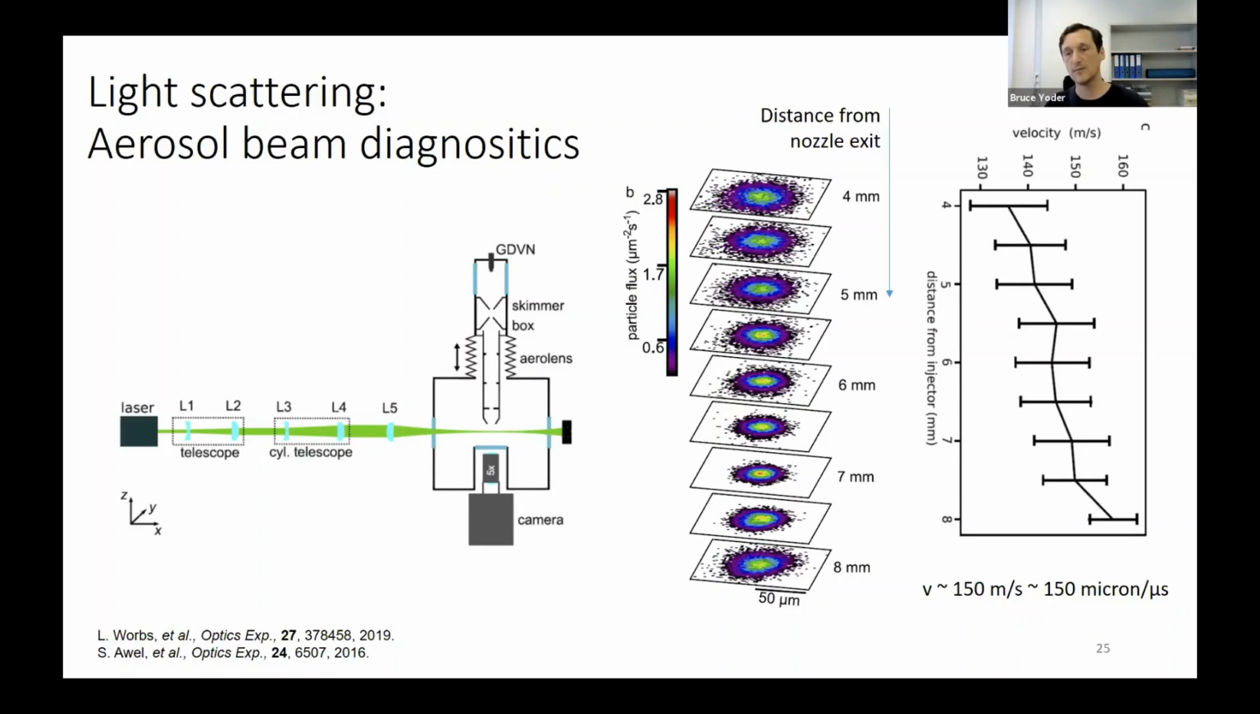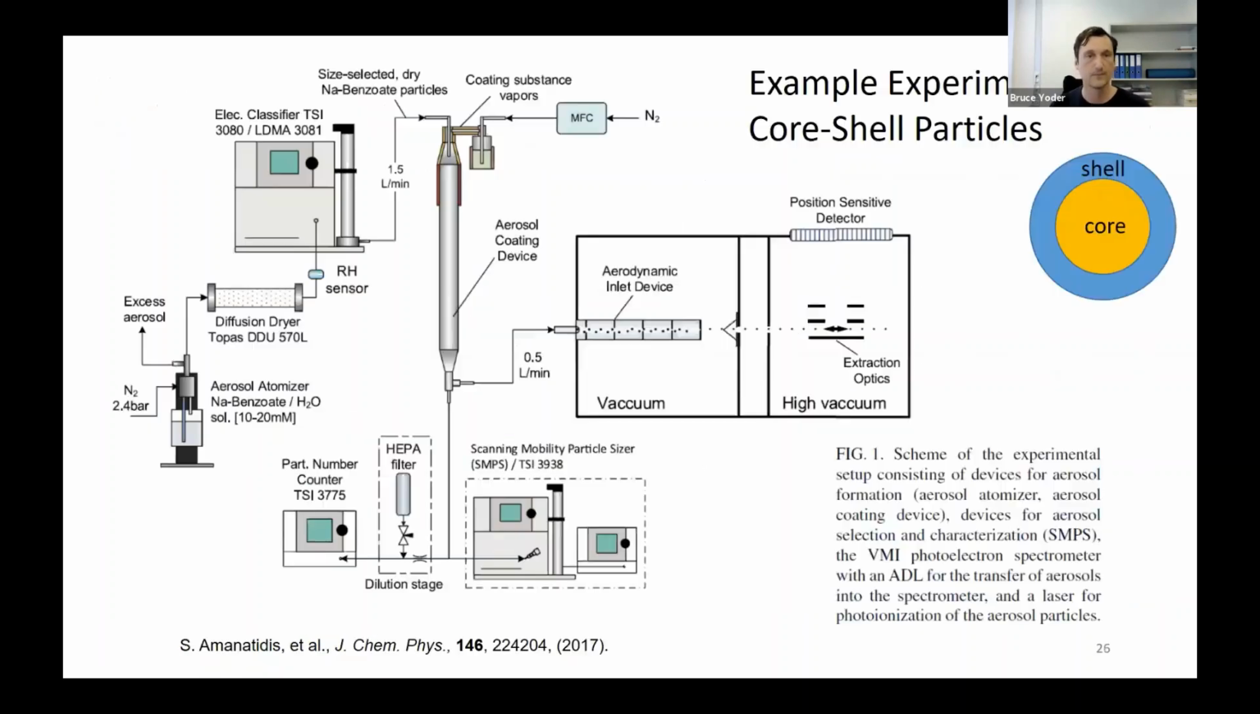Using polystyrene beads with known size and Mie scattering simulations, the velocity of the particles passing through the light sheet could be determined. And I show the velocities as a function of distance from the injector here. The particles were traveling between, say, 130 and 160 meters per second. This is probably fast enough to give fresh targets for each laser shot, considering most laser repetition rates and spot sizes. But it's something to consider.